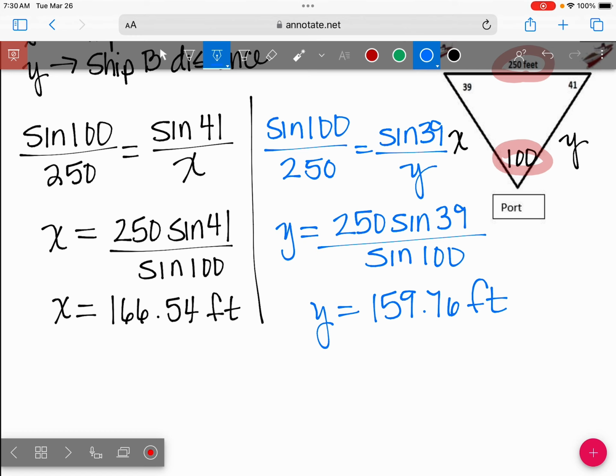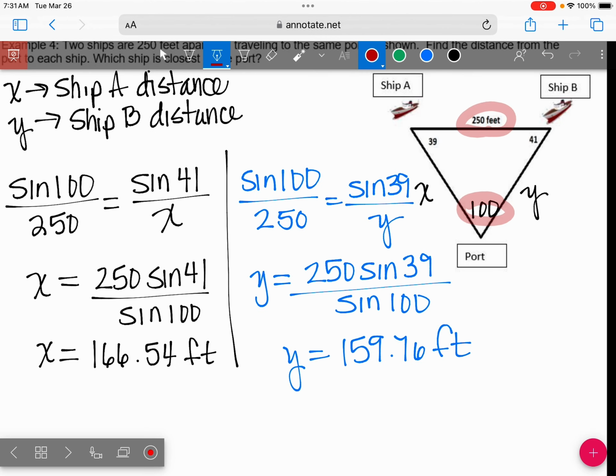So which ship is closer to the port? Should be, right? Because we figured out that this distance here is about 159 from here to here, and from here to here is about 166. So that would mean that ship B is closer to the port.